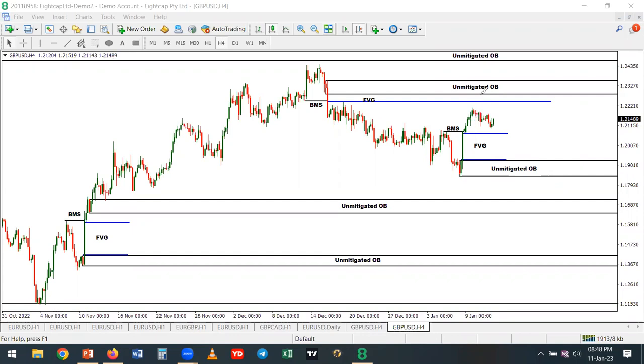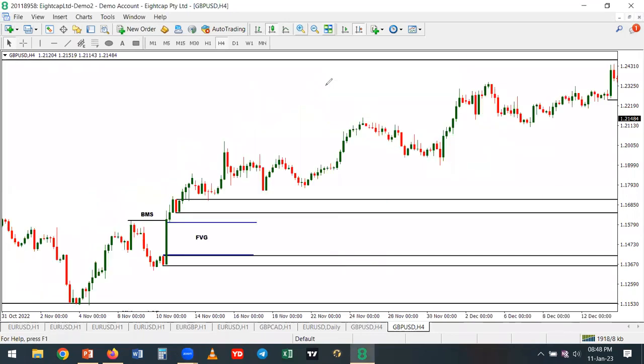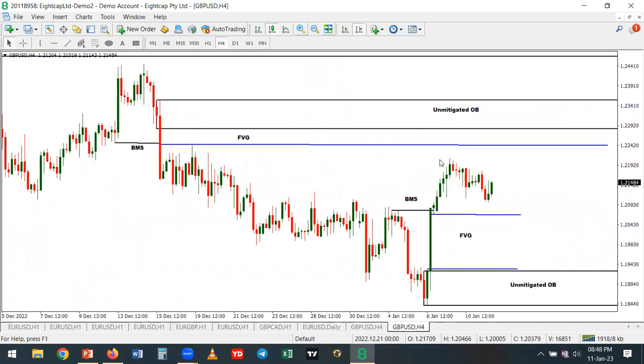Now, listen to this carefully. When price is coming from an unmitigated order block, let me see if I can zoom out a bit. Good. Okay. When price is coming from an unmitigated order block, in this case, price is coming from here to this order block. It's coming from this particular order block down here, which is not yet mitigated. So it is coming from an unmitigated order block to this one that is unmitigated to mitigate it.